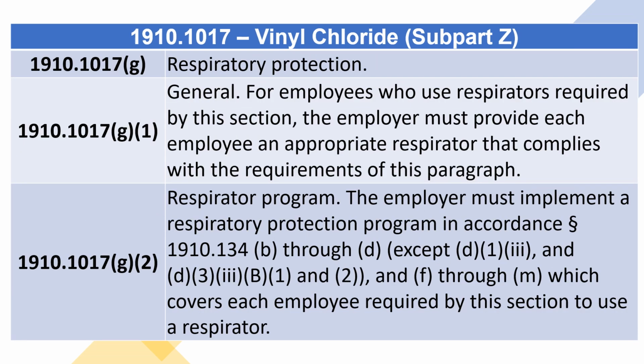1910.1017(g). Respiratory protection. 1910.1017(g)(1). General. For employees who use respirators required by this section, the employer must provide each employee an appropriate respirator that complies with the requirements of this paragraph. 1910.1017(g)(2). Respirator program. The employer must implement a respiratory protection program in accordance with section 1910.134 (b) through (d), except (d)(1)(iii) and (d)(3)(iii)(b)(1) and (2), and (f) through (m), which covers each employee required by this section to use a respirator.